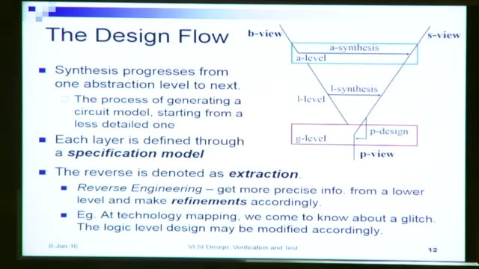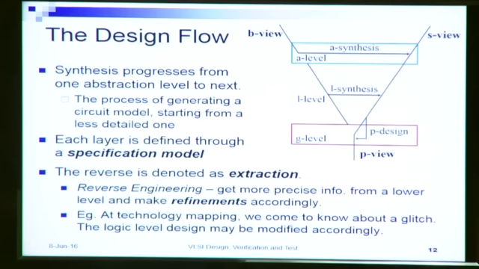So now if we look at the entire design flow, we looked at the important levels of abstraction as well as the possible views at each level. Now, how does the design flow? The design flows through a set of synthesis processes. So what is synthesis? It takes a design from one abstraction level to the next. The process of generating a circuit model from a less detailed one is called synthesis.